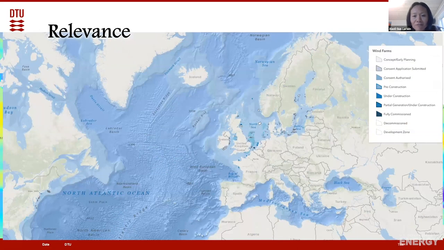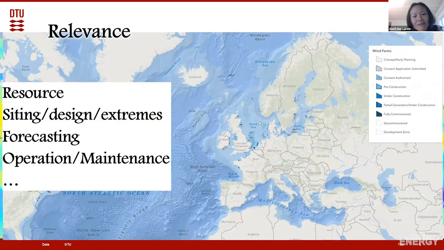So when we have the wind farms growing over the world's oceans, modeling is a powerful tool to help us assess both the wind and wave conditions. And there are challenges in modeling both winds and waves, depending on the particular purpose of the offshore wind activities. To give a few examples: resource, siting, design, extremes, forecasting, operation and maintenance, and the challenges are different for different activities.